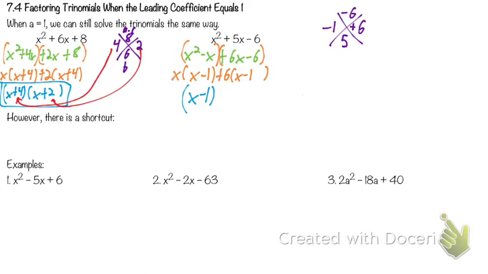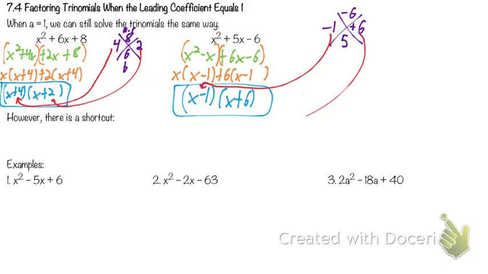And what's our other parenthesis? X plus 6. Do we notice that we've seen those numbers before? Are we noticing this is maybe an actual pattern? So there's a shortcut here only when A is 1. When A is 1, guess what, guys? You can cut out all this work in the middle. You can go straight from the X to your answer. It's awesome. Now, when A is not equal to 1, you still have to go through all of this.